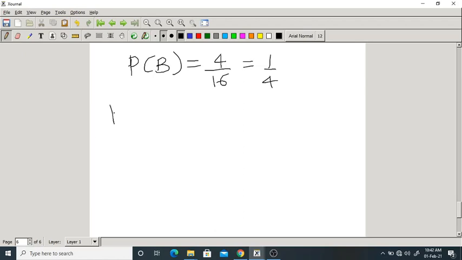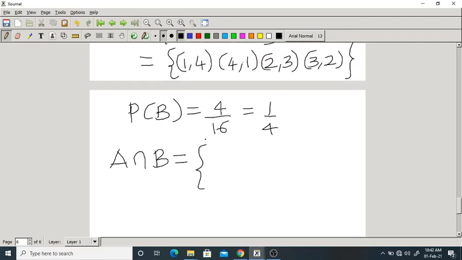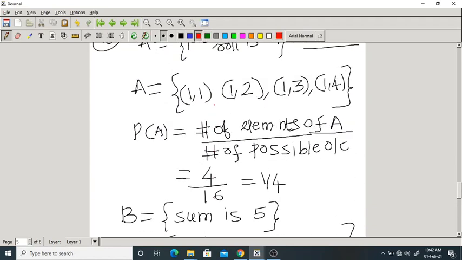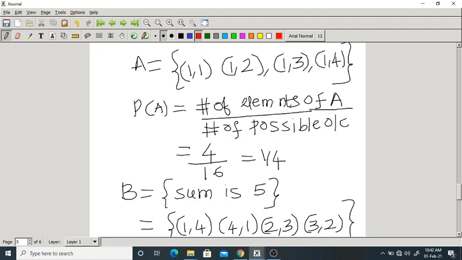Now I am asking, before that, what is A intersection B? How many elements are common in A and B? How many are common? You just check A and B, how many are common? Here 1, 4. Here also 1, 4.